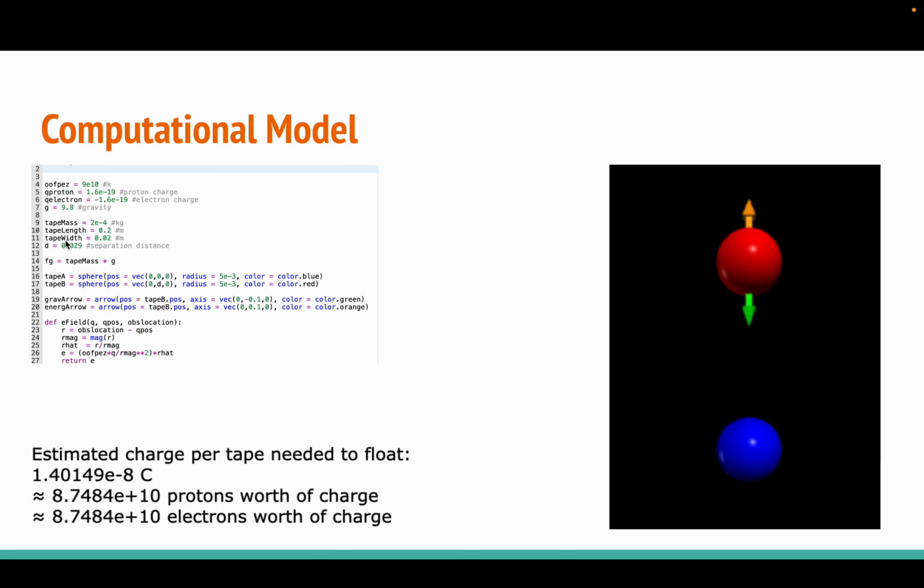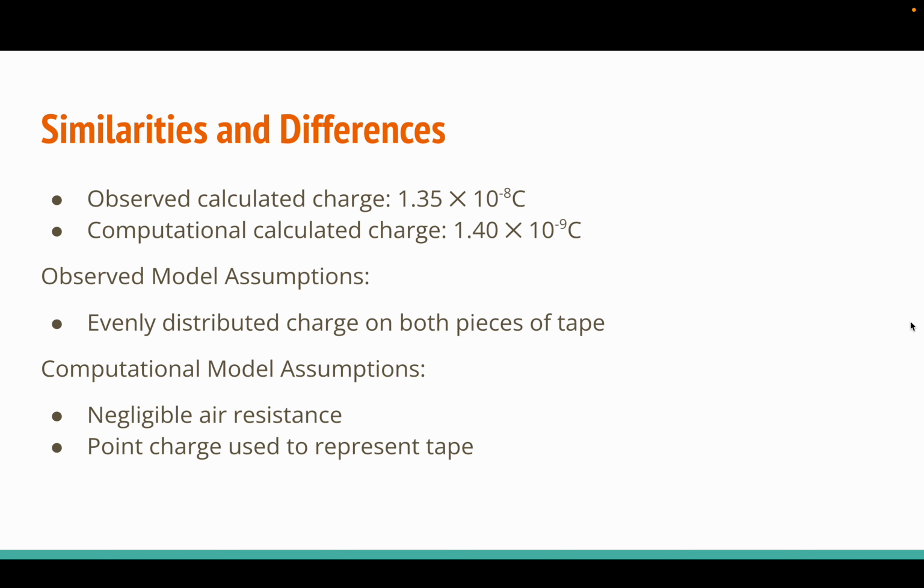In our computational model, as you can see right here, this is the setup. We have the two spheres, each representing a point charge for one of those strips of tape. And once we plugged in our equations and our values, GlowScript gave us an estimated charge of 1.40149 e to the negative 8th. And then here you see the amount of protons and electrons worth of charge, and they have to be even so that these two repel from each other, or else there would be some kind of attraction.